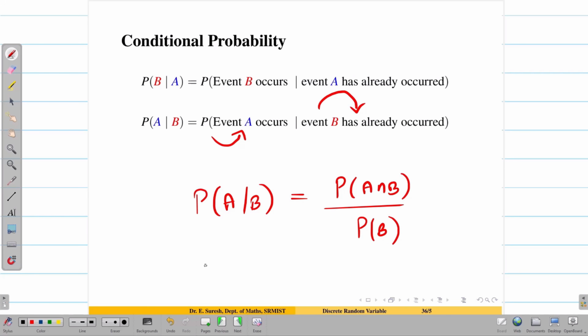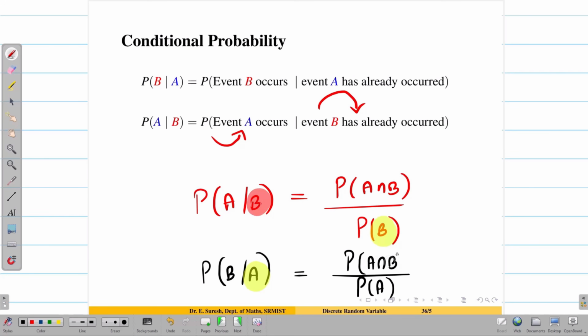If you want to express probability of B given A, the only difference is the denominator. If you have A given B, you get P of B in the denominator. If you have B given A, you get P of A in the denominator, and the numerator is going to be the common A intersection B. And it is very important that the denominator should be greater than 0. If it is equal to 0, it is meaningless because probability always lies between 0 and 1.